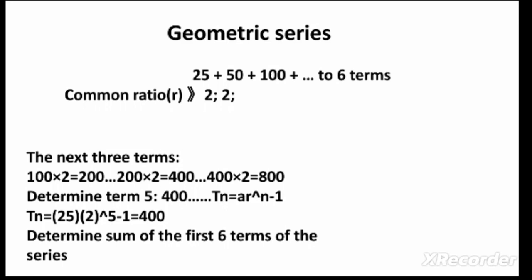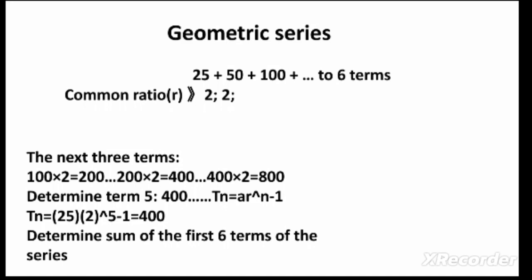So let's check the common ratio. 50 divided by 25, that is 2. 100 divided by 50, that is 2. So we have our common ratio. The next 3 terms: 100 times 2, we get 200. 200 times 2, 400. 400 times 2, 800. So 200, 400, and 800, those are our next 3 terms because we multiplied the previous term by 2 to get the next term.